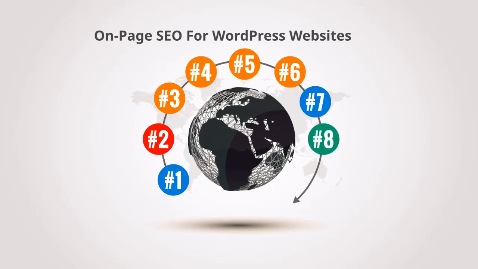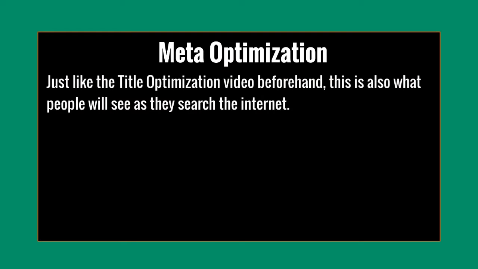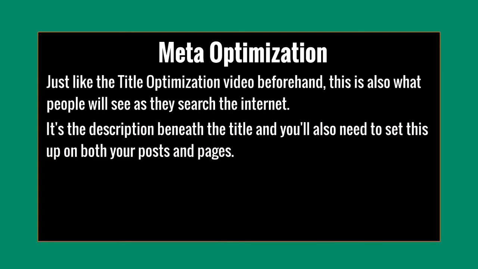Okay, so this is video number 8, and we're going to dive straight in and talk about meta optimization. So this is the description that is going to show up on the search engines. So just like the title optimization video beforehand, this is what people are going to see in this search engine when they search the internet for a specific keyword.